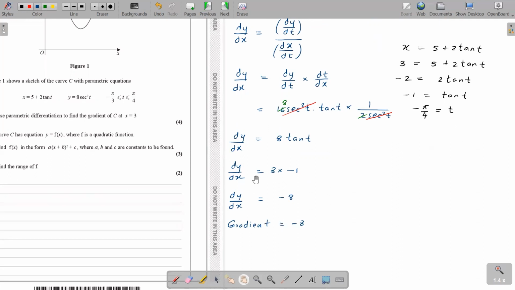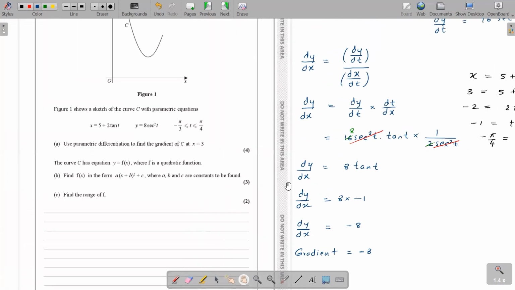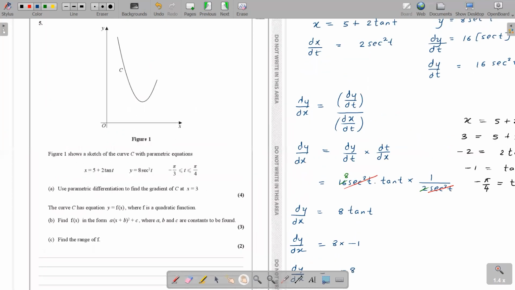Okay. Then moving on to the next part, they say the curve C has equation y equal f(x). The curve C has equation means now they have drawn the curve here, but they have given the parametric equation. So the curve C has equation y equal f(x) means when y and x are back together, which means it's a what form? It's a Cartesian form. So y equal f(x) where f is a quadratic function. Okay, so something that we are familiar with, quadratics.